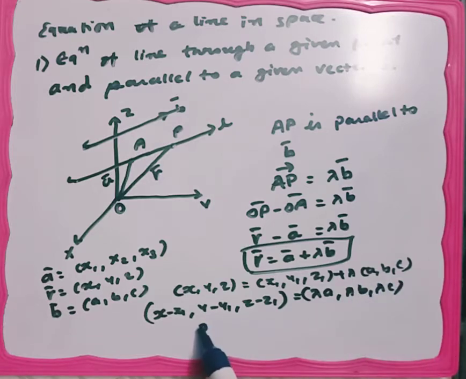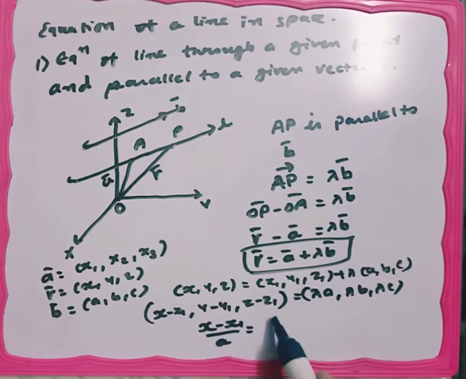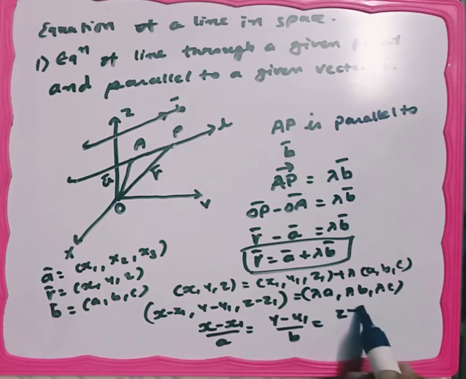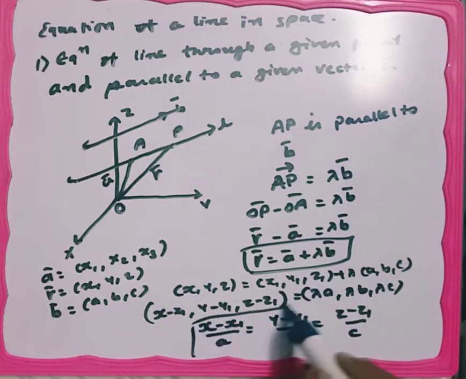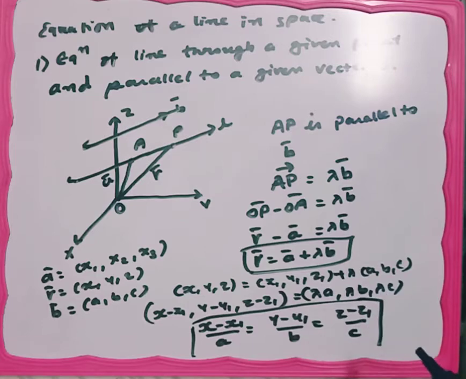And so we can write the Cartesian equation: x minus x1 by A equals y minus y1 by B equals z minus z1 by C, which is called the Cartesian equation of a line through a given point and parallel to the given vector.